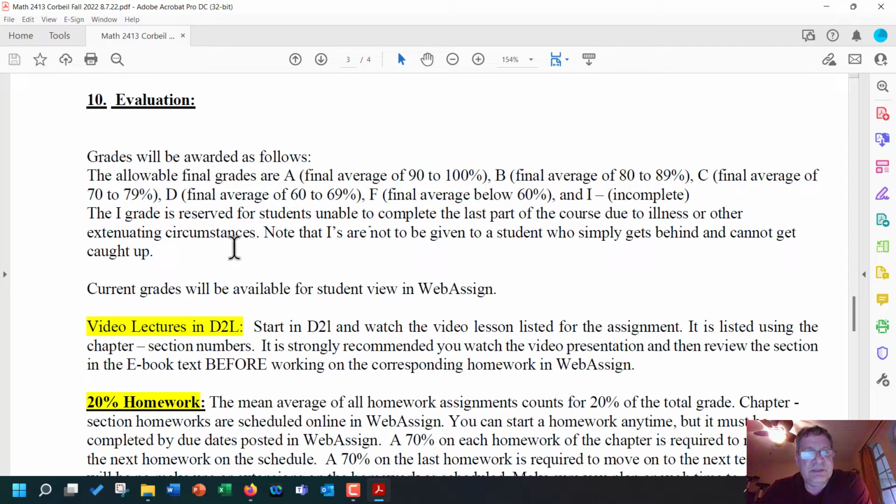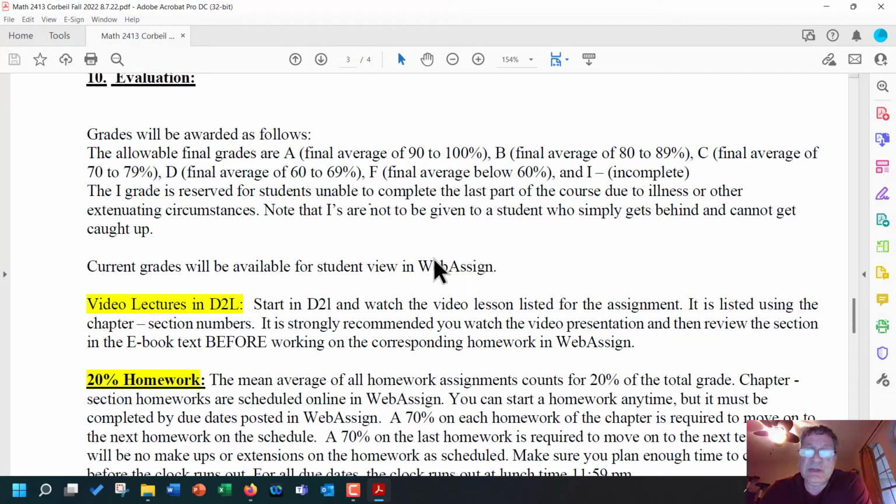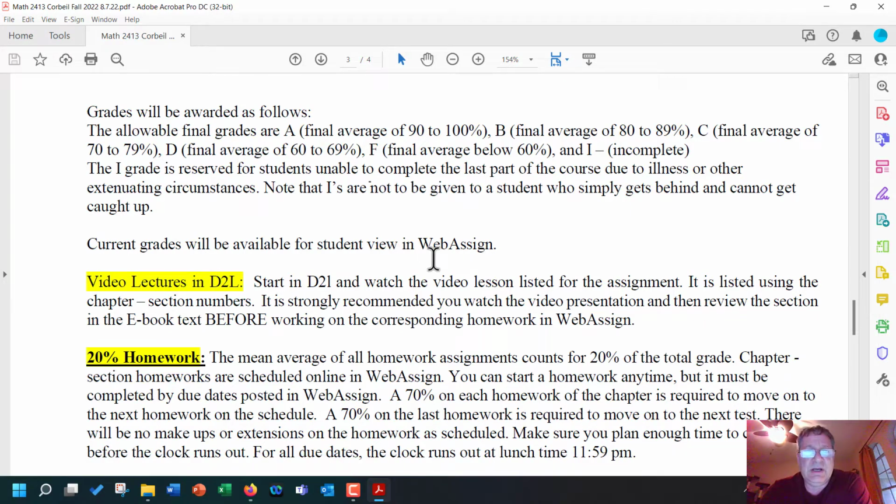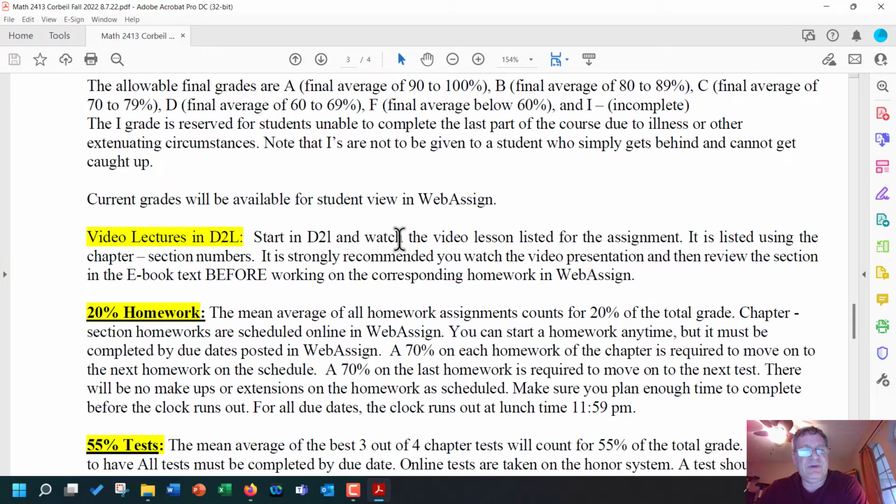The I grade is reserved for students unable to complete the last part of the course due to illness or other extenuating circumstances. I's are not given to a student who simply gets behind, who cannot get caught up. So keep that in mind. If you can't get caught up, that's earning an F. That is not an incomplete grade. So we follow that policy here at Lone Star College.